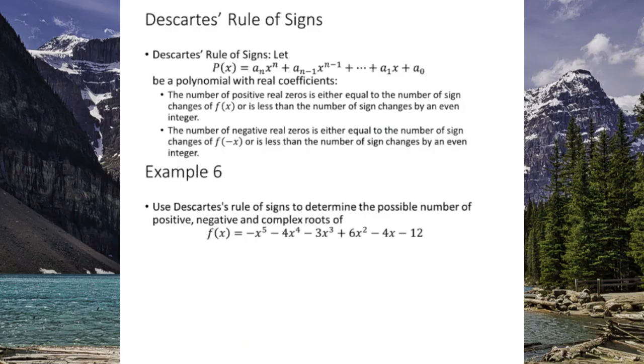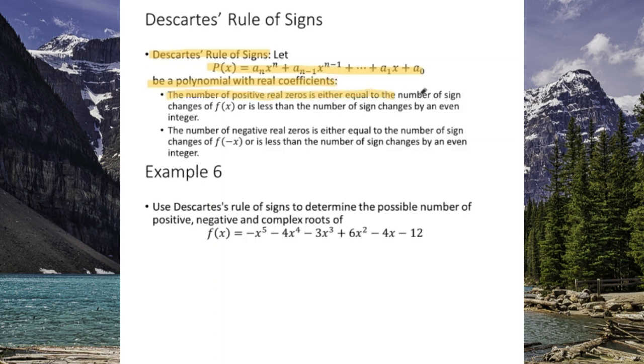The last theorem we're going to look at in this lesson is one that can be very useful for telling us what type of numbers we should be focusing on for our guesses when it comes to using the rational zero theorem. Now, this theorem is called Descartes' rule of signs. It is named after a French mathematician, so I'm probably mispronouncing the name.